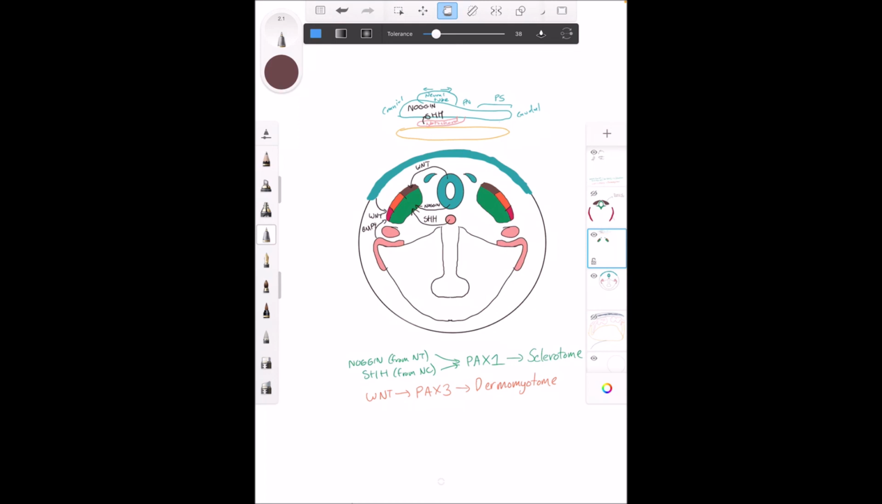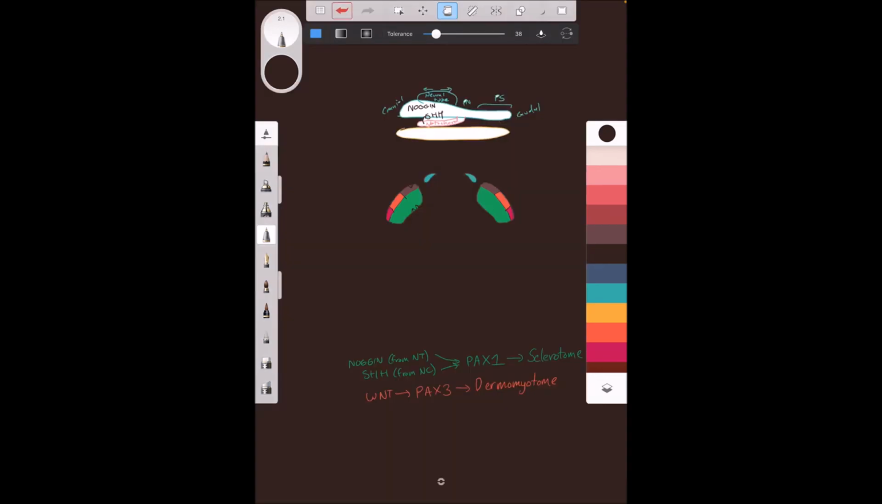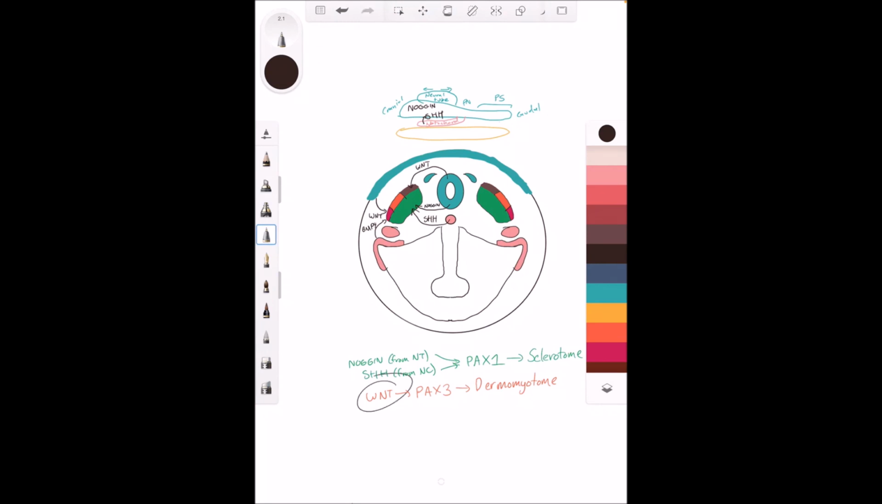So let's talk about the molecular processes that drive these, right? We've already kind of drawn some of them, but I think it'll help to make a map of all of them. So what we start off with, remember, Wnt. Wnt is going to be the starter for differentiating the dermomyotome from the sclerotome, and then it makes PAX3, which turns into the dermomyotome.